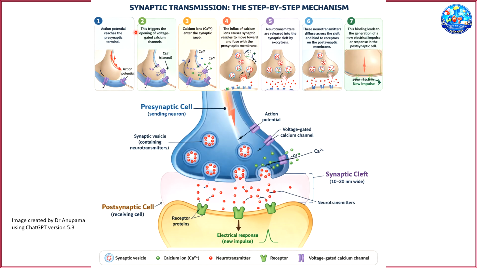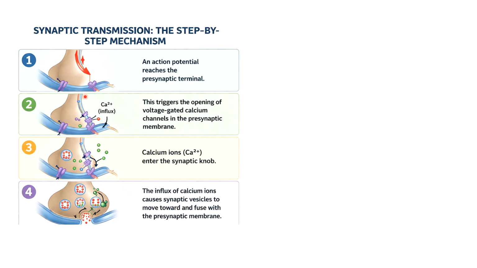How does synaptic transmission take place? There are 7 steps based on which the nerve impulse transmission occurs across the synapse in a very well coordinated way. Let us see each of the steps now. Initially, the action potential which is initiated in the neuron reaches this terminal knob, that is the presynaptic membrane.